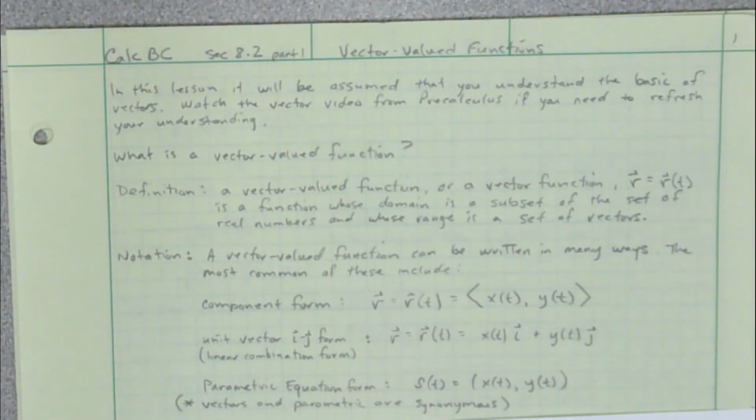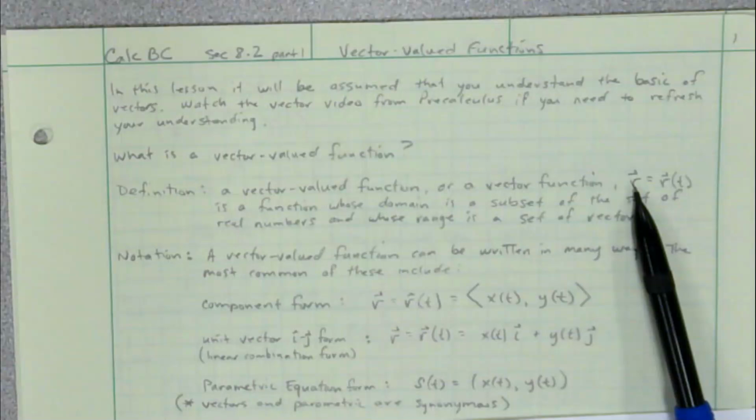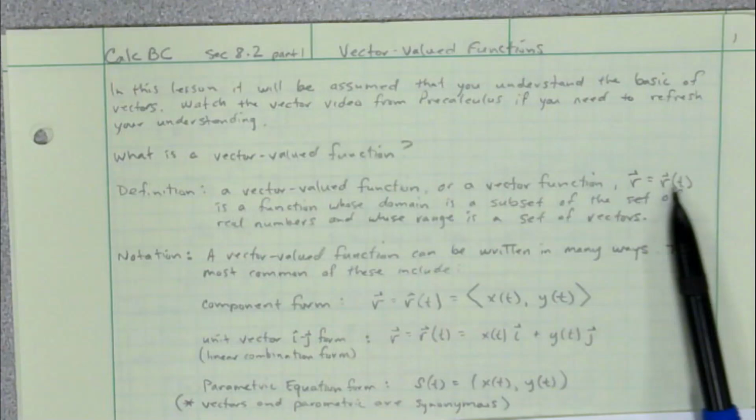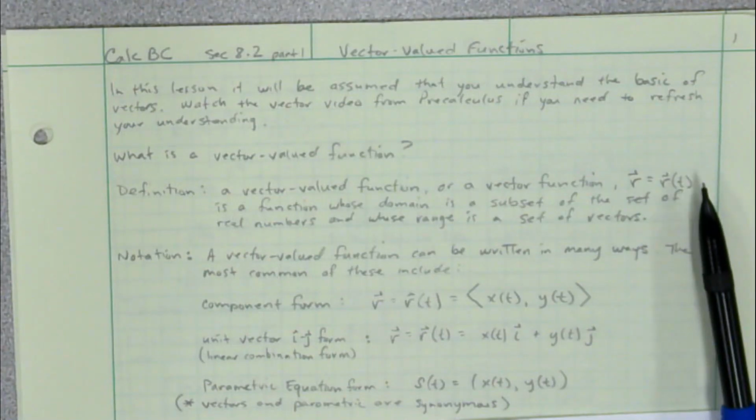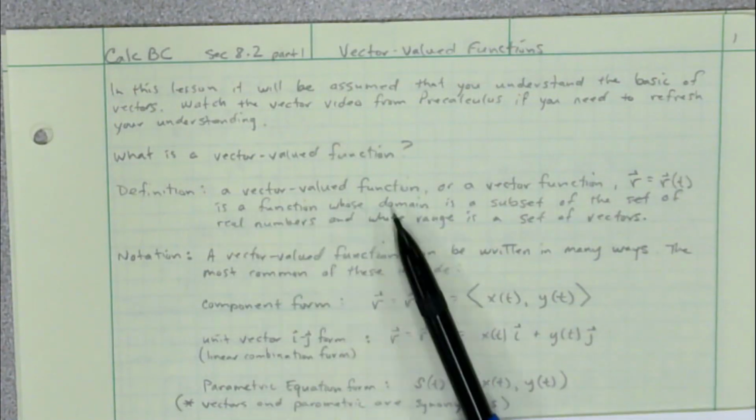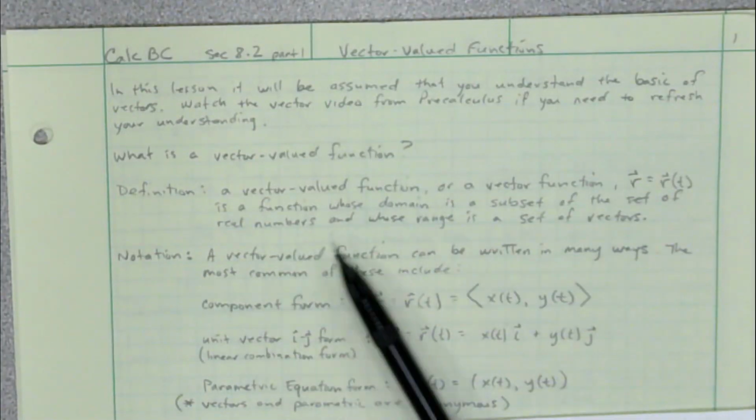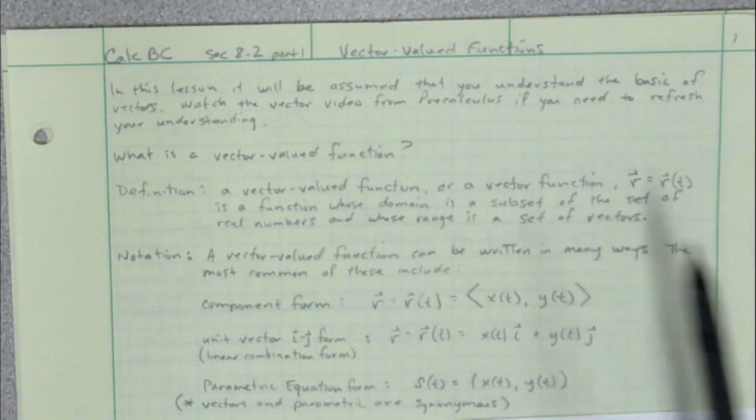So what is a vector valued function? It is a function, or a vector function, R, and remember there's a vector symbol on it. It's a function of t whose domain is a subset of the set of all real numbers and whose range is a set of vectors.